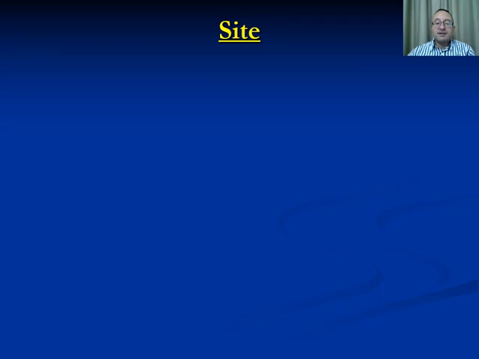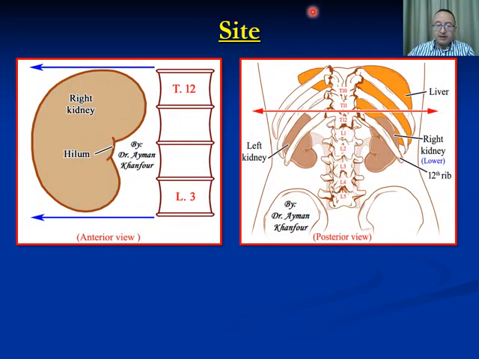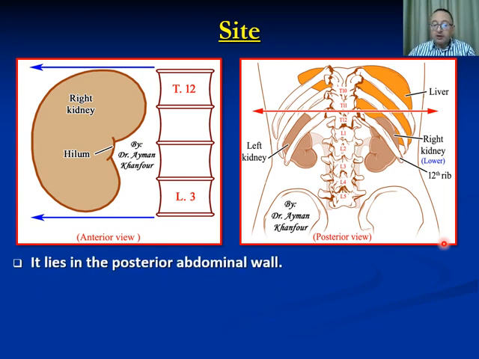Now we'll talk about the accurate site of both kidneys. There's the vertebral column, there's the kidney, and here I look from behind. So this is the right side and this is the left side. First of all, the kidney lies in the posterior abdominal wall. It extends from the 12th thoracic vertebra down to the 3rd lumbar vertebra.